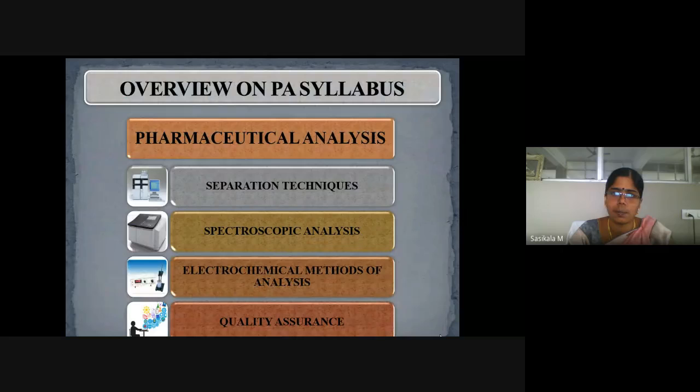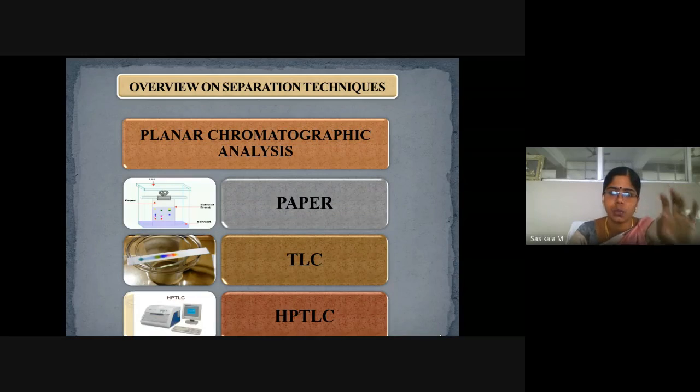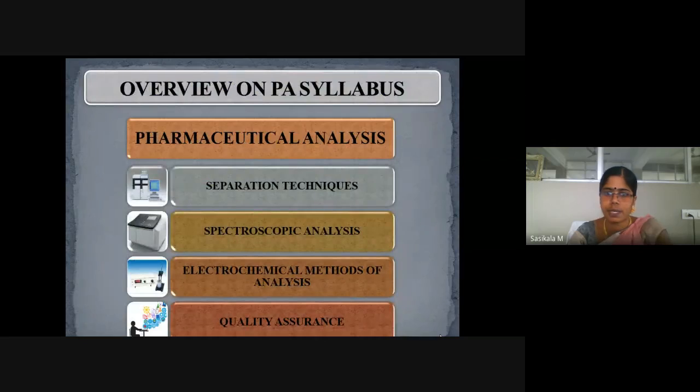Then on the PA syllabus, we have discussed that it is divided into 4 parts: separation part, spectroscopic, then electrochemical, then QA. QC is divided into 3 parts: separation technique, spectroscopic analysis, and electrochemical methods. And the last one, QA, is covering all guidelines. In that, we have discussed only the first part, separation technique.